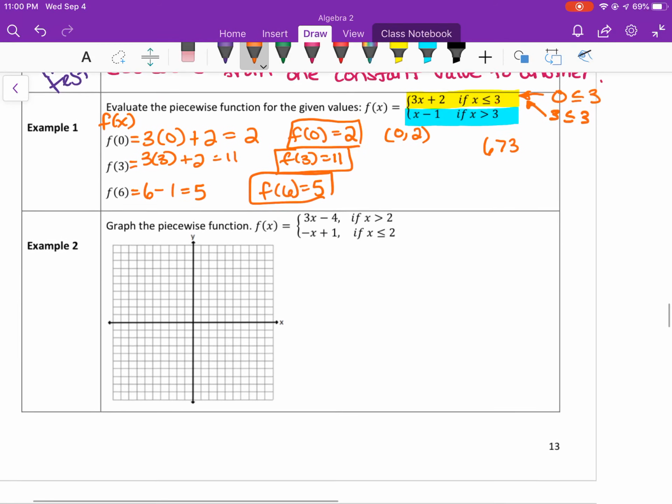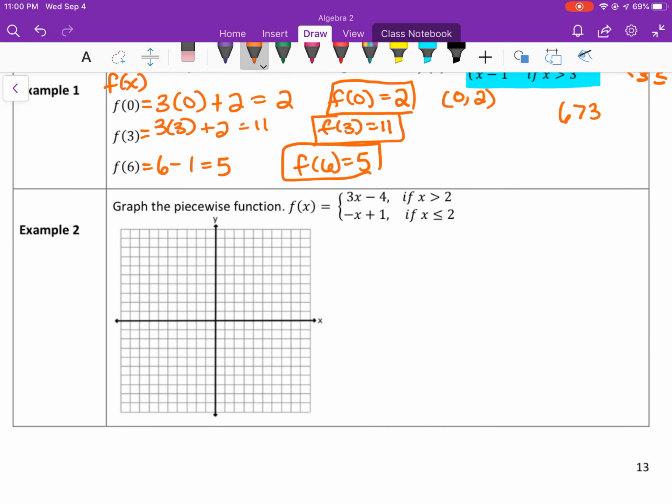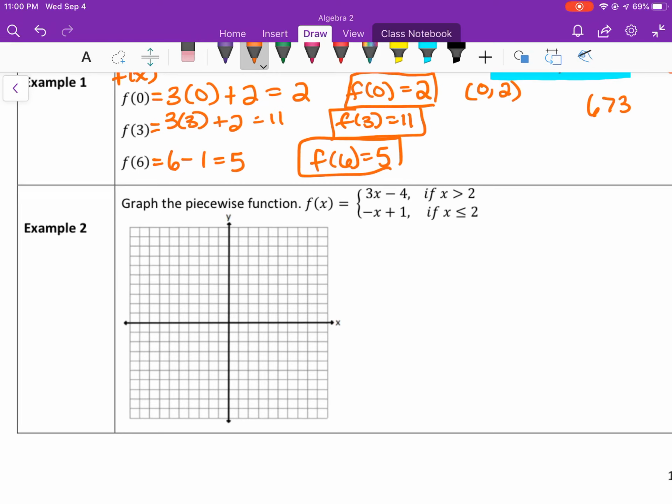Graphing the piecewise function. There's more than one way to go about this, but this is how I like to do it. First, I have 3x minus 4 and negative x plus 1. So essentially, I have two linear functions. So I'm going to have two lines. One piece, two pieces, they're each going to be lines. And these lines split at x equals 2 because that's where my domain is.